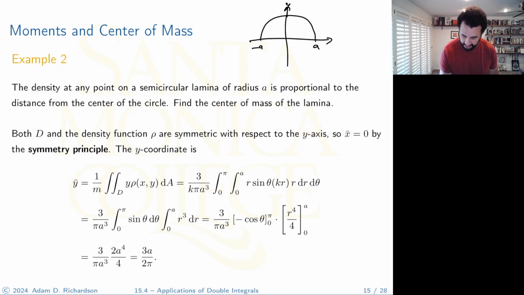Now, the density function is actually kind of reading like something that has this shape, right? Because the density is proportional to the distance from the center. So because that region and the density function are symmetric about the y-axis, we know for a fact that the center of mass has to lie on that line, which is the y-axis. And what is the equation of that line? It's when x is equal to 0. So the x coordinate has got to be 0. So that means all we really need to compute using integrals is the y coordinate of the center of mass.